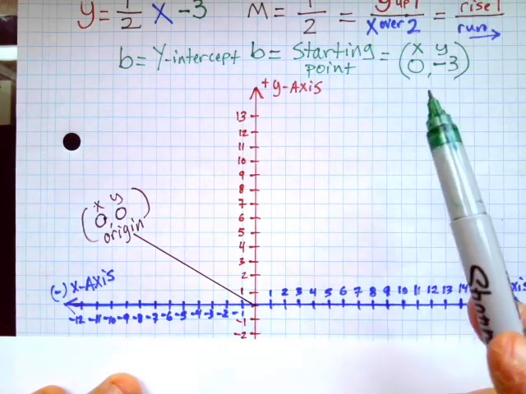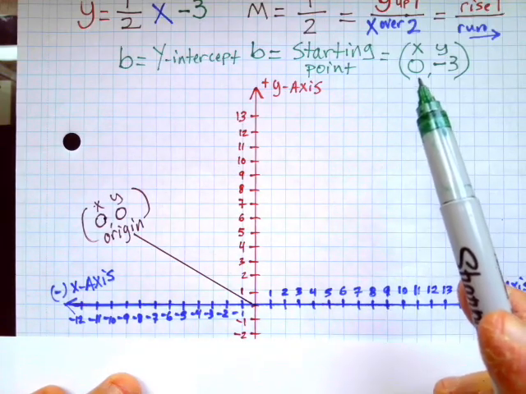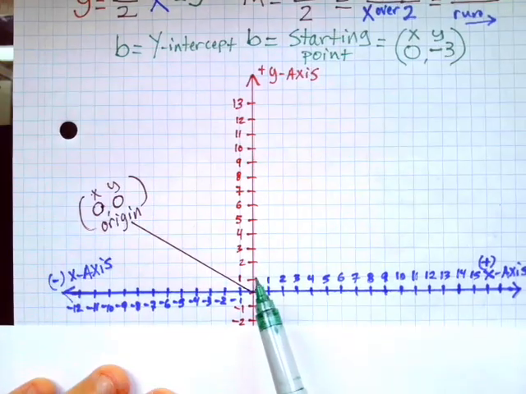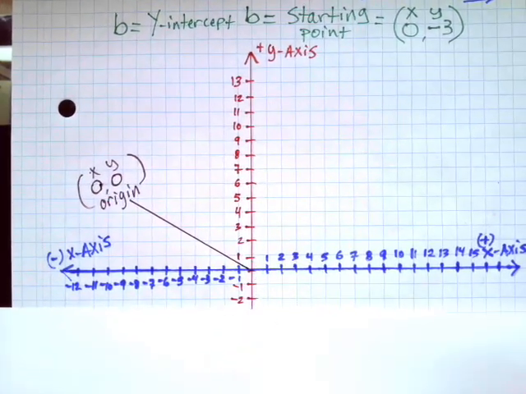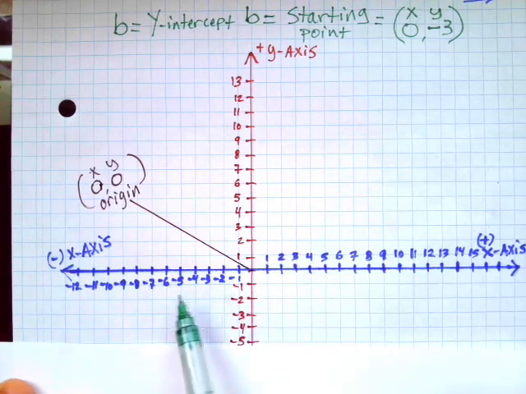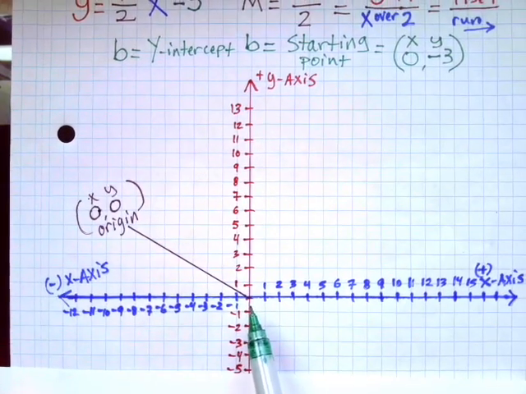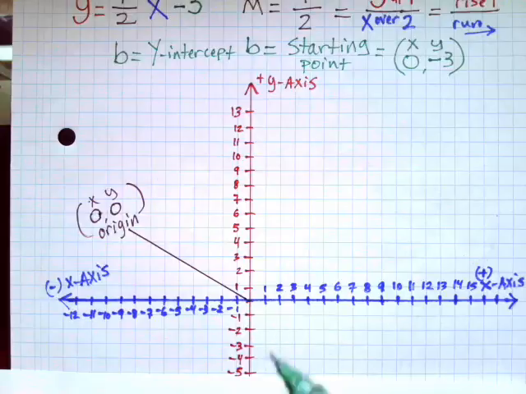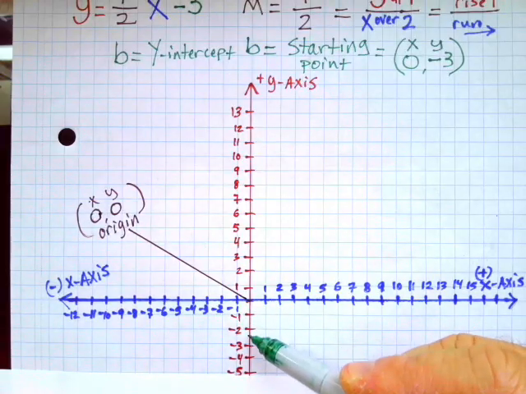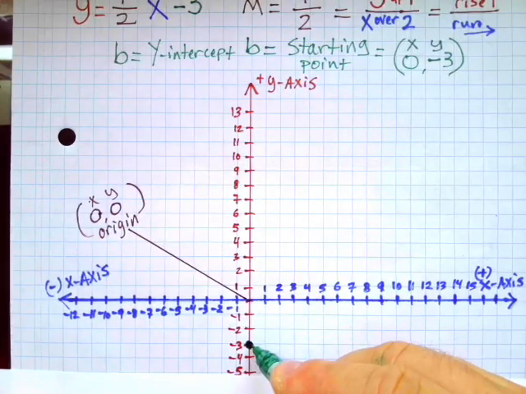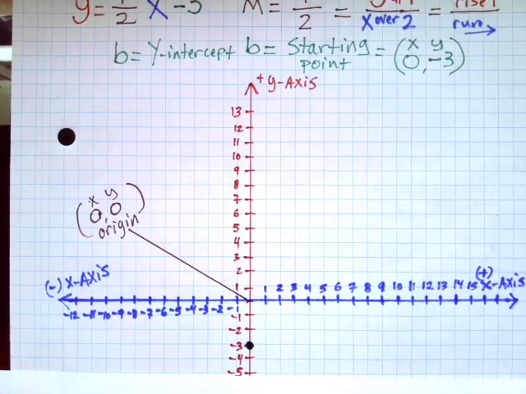I'm going to follow my starting point, which is my b value, or the y-intercept, at 0 for x, negative 3 for y. I'm not going anywhere on that x-axis because my x equals 0. And then my y value is a negative 3. Let me see if I can show you here. 0, negative 3. So my y value is down 1, 2, 3. This here is going to be my y-intercept. Okay? This is the value of 0, negative 3.